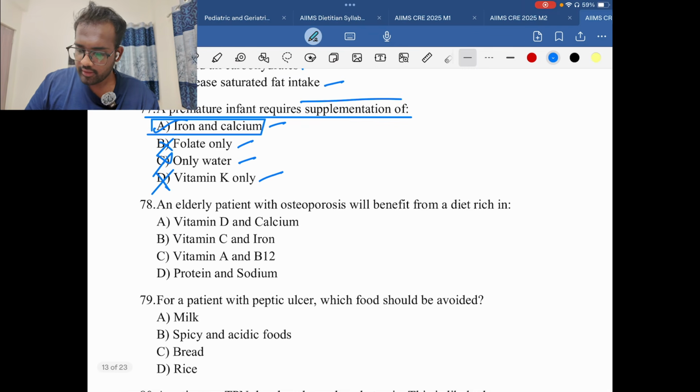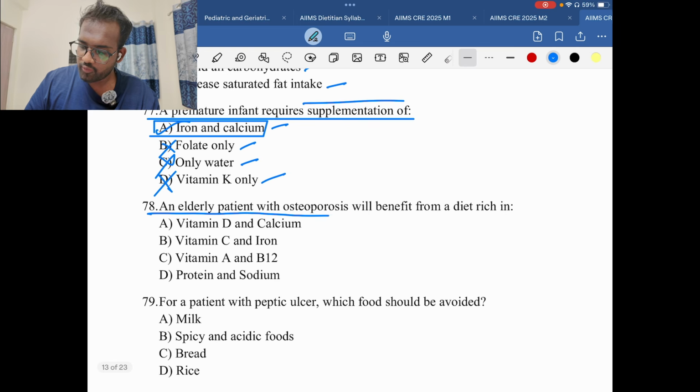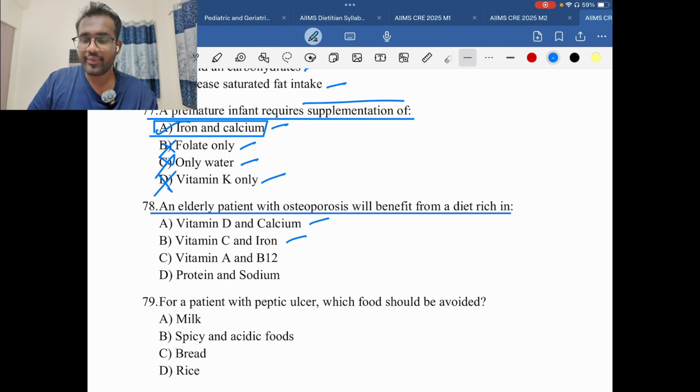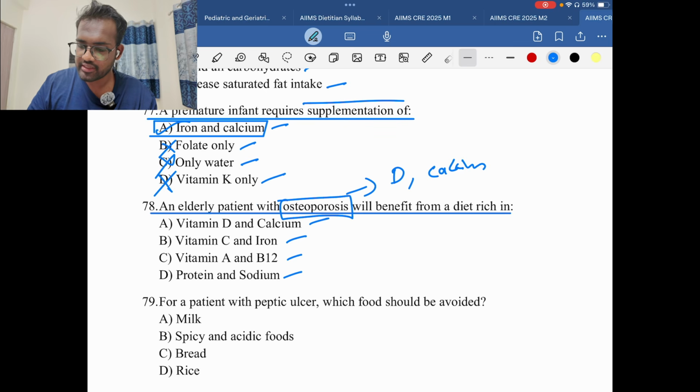Question number 78. An elderly patient with osteoporosis will benefit from a diet rich in vitamin D and calcium, vitamin C and iron, vitamin A and B12, or protein and sodium. So always remember, if the word is osteoporosis, it will always be linked to vitamin D and calcium levels. And the person is elderly. In elderly people, there is always deficiency of vitamin D and calcium.